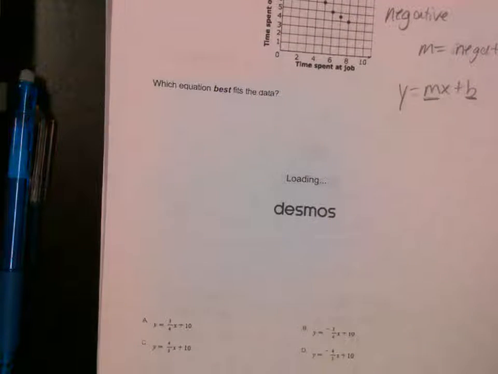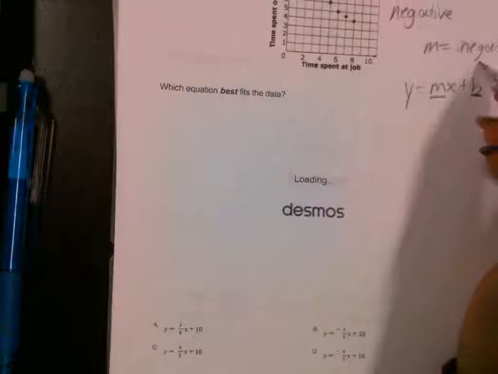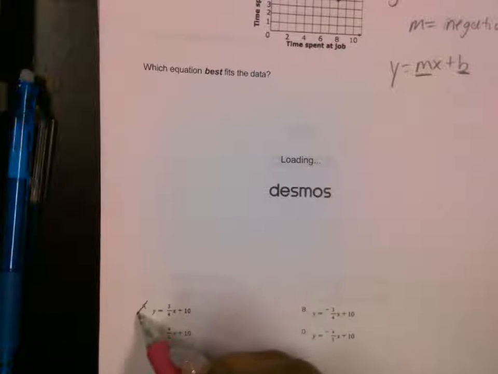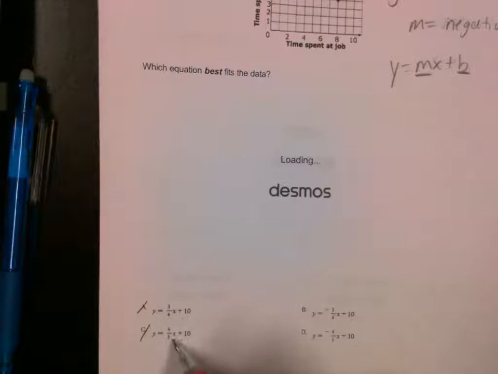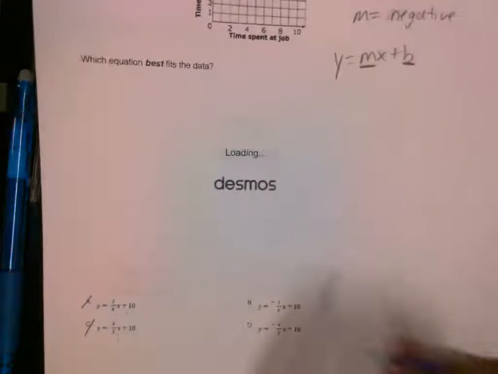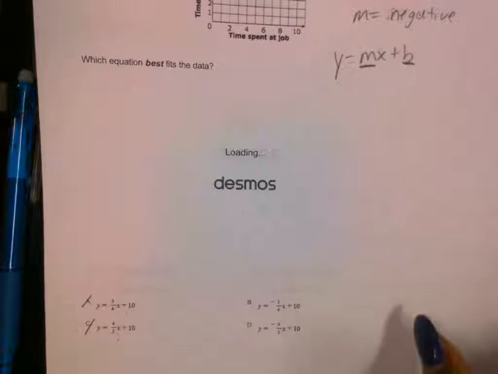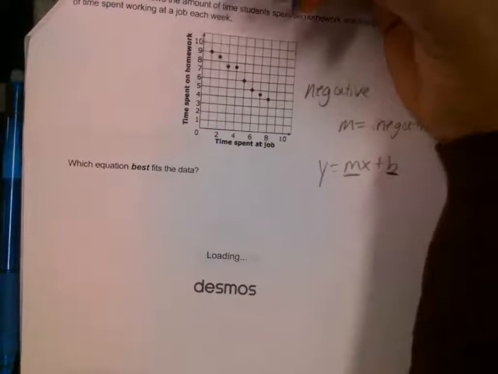So which one of these can we eliminate if the slope is supposed to be negative and the y-intercept is 10? A and C. We can eliminate A and C because they both have positive slopes. So now we're just looking at these two. Oh gosh, these numbers are too close. We got a -3/4, and we got a -4/3. That's too close to each other. All right, so our estimation skills have to be almost perfect.